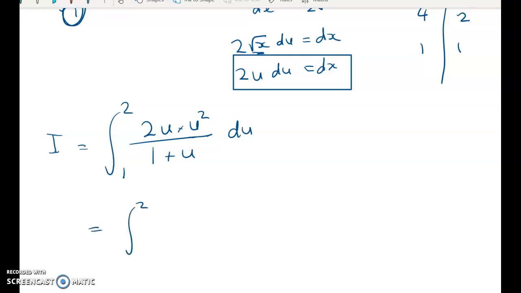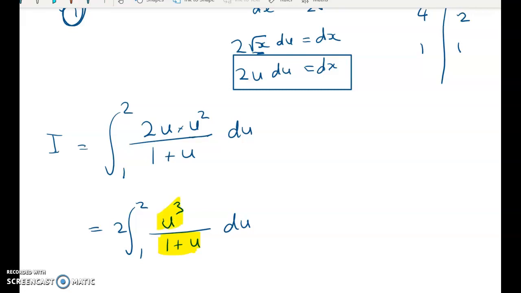So cleaning that up, we get this. We'll pull the 2 out the front, and we've got u cubed over 1 plus u du. And when you stop and look at that, I didn't feel that good, right? Because I've got 1 plus u here, and then I've got a cubic thing up here.